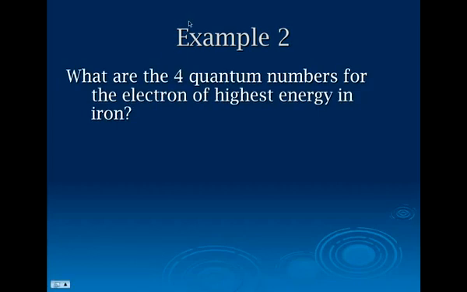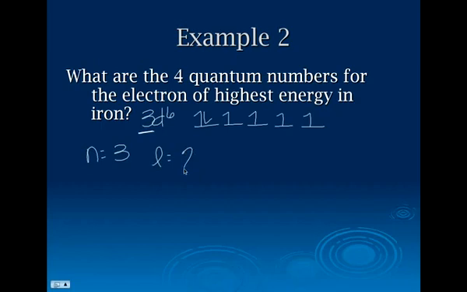Last example, oh, I still labeled it example 2, my bad. Example for iron. Iron is 3d6. So I'm going to draw out 1, 2, 3, 4, 5, put 6 electrons in there. Energy level is 3. d has been given a value of 2. m sub l, label the center one 0, count down, count up. Okay, our last electron was this guy. So m sub l is negative 2. And m sub s, since it's a down arrow, is negative 1/2.